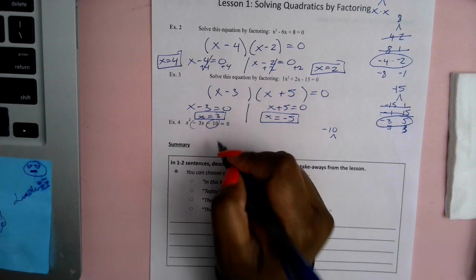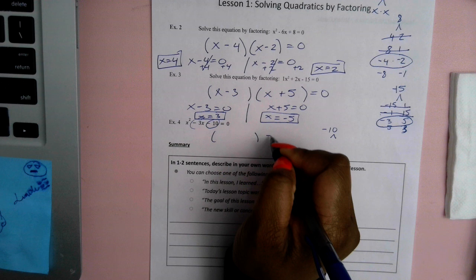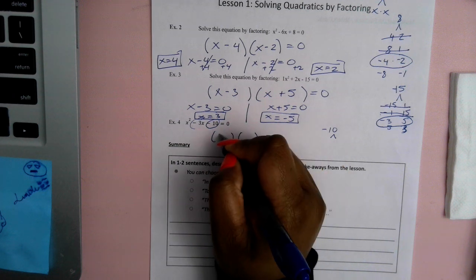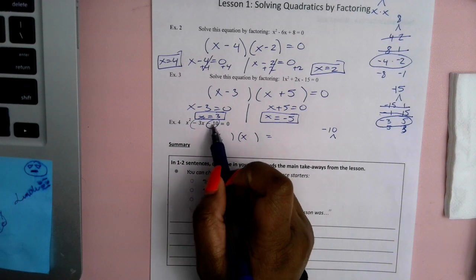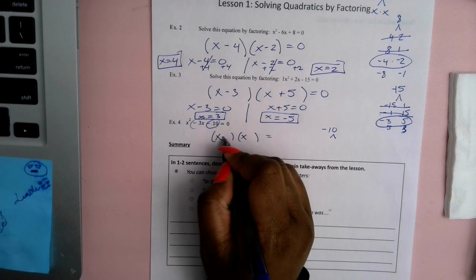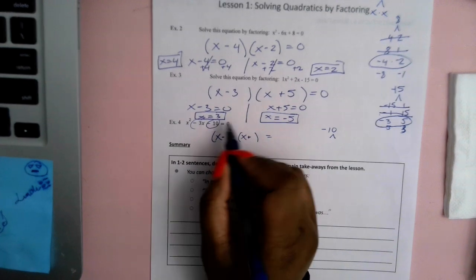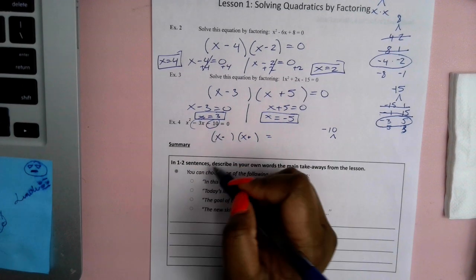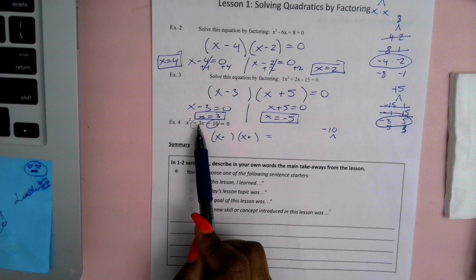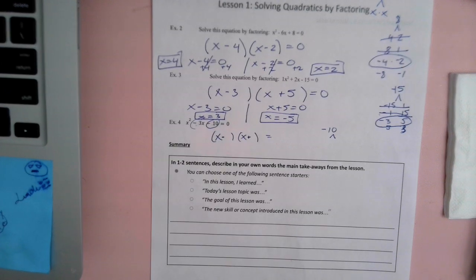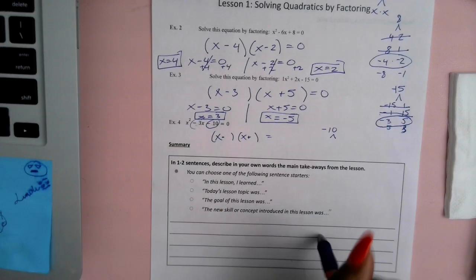Then you can set up your problem, because you know it's going to be x times x. You just need to know one of these has to be negative and one has to be positive in order for this to be negative. Your bigger number will be negative if the middle number is negative. And don't forget to fill out your summary section.